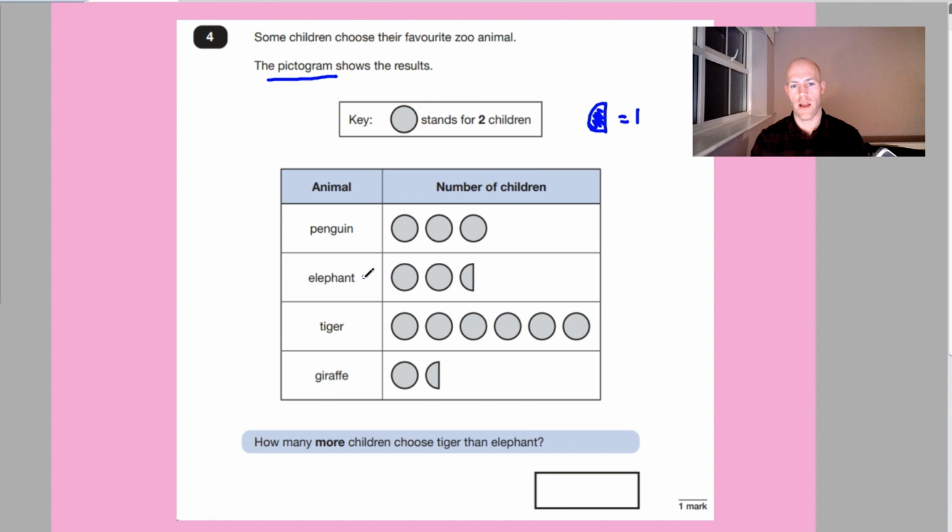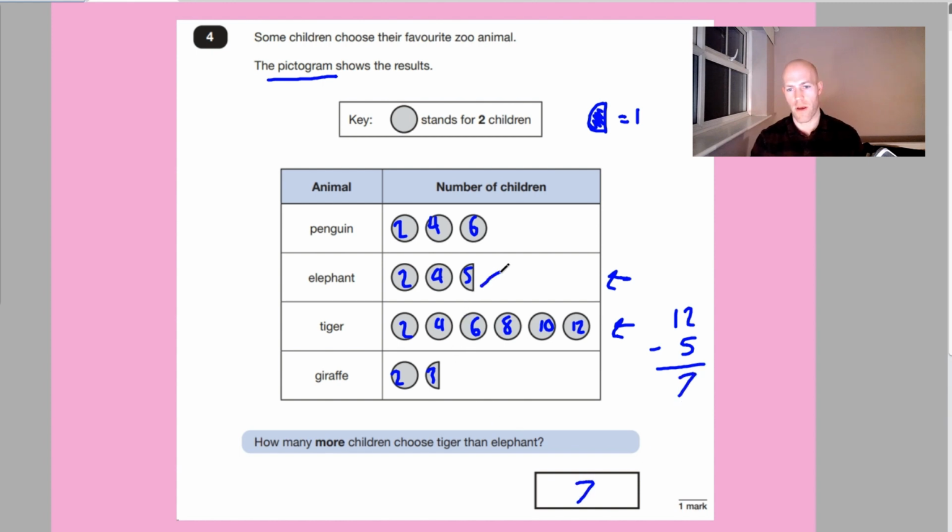Penguin, 2, 4, 6. Elephant, 2, 4, 5. I'll even just write these in. I'm not even noticing what the question's asking me yet. Tiger, 2, 4, 6, 8, 10, 12. Giraffe, 2, 3. How many more children chose the tiger than the elephant? So, tiger is 12. The difference between the two, take away 5. The answer is 7.